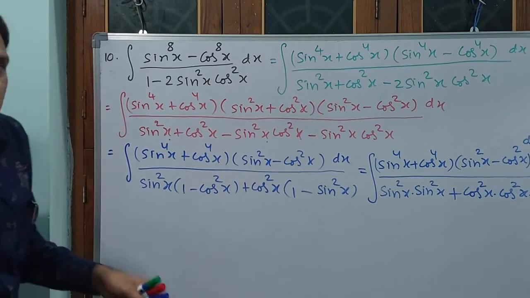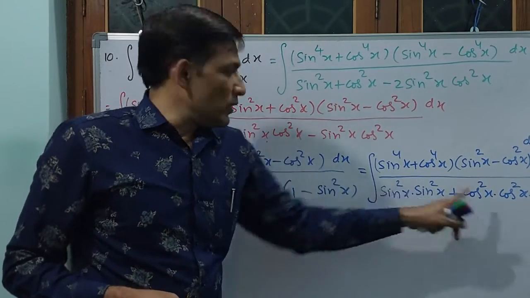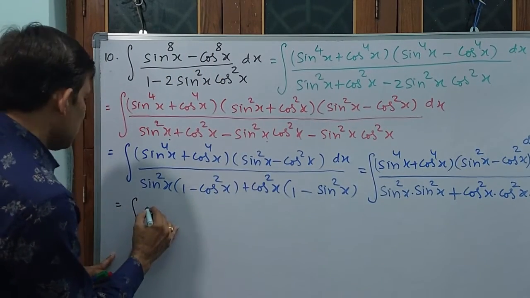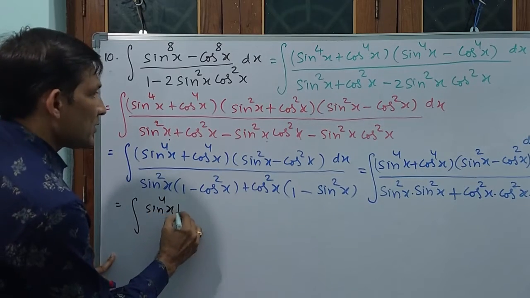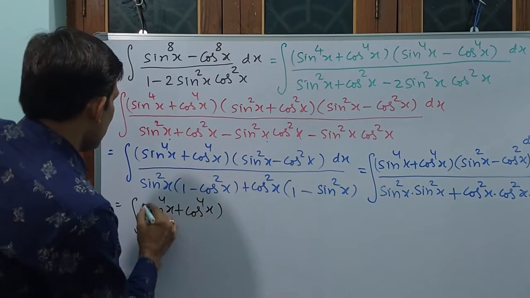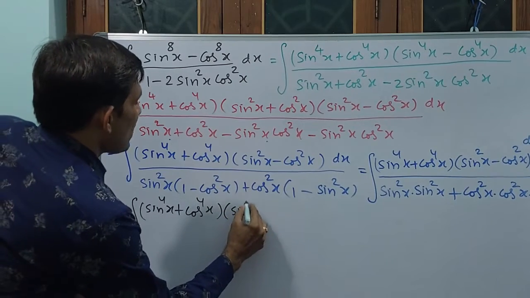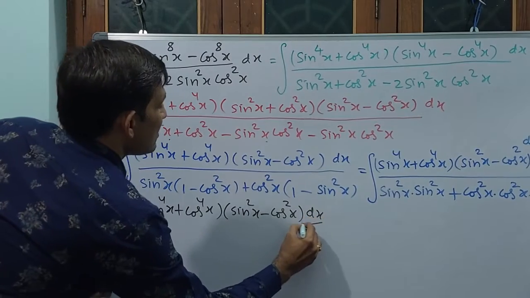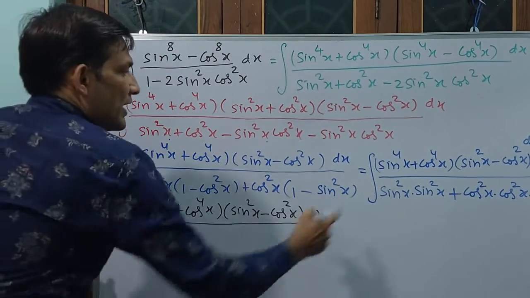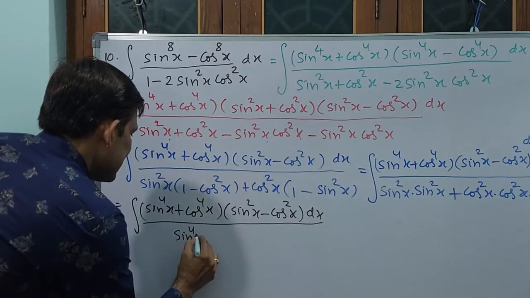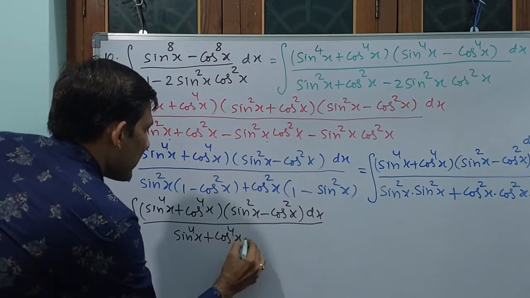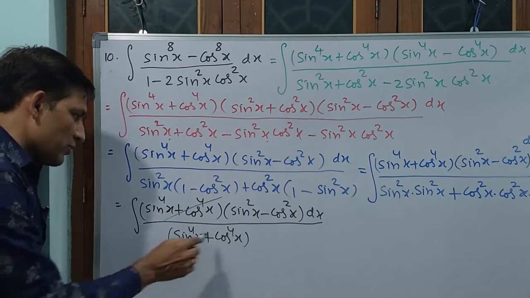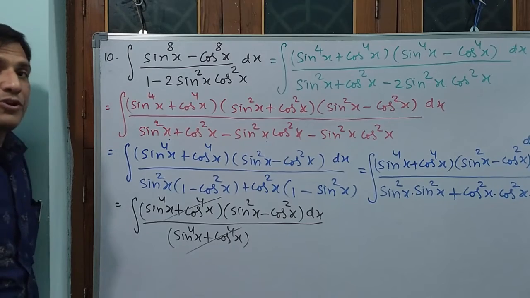See, the denominator is going to become sin to the power of 4x plus cos to the power of 4x. This is this one only. Write down. Integral of sin to the power of 4x plus cos to the power of 4x into sin square x minus cos square x dx, divided by sin to the power of 4x plus cos to the power of 4x in the denominator. Now you see, sin to the power of 4x plus cos to the power of 4x are going to get cancelled out.